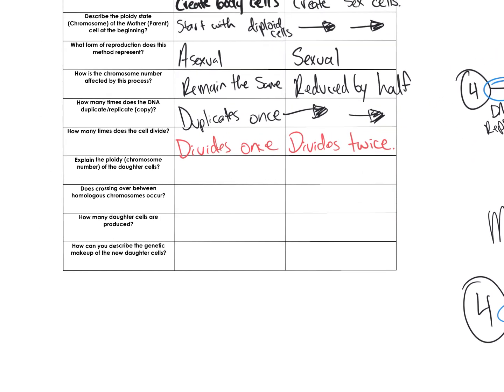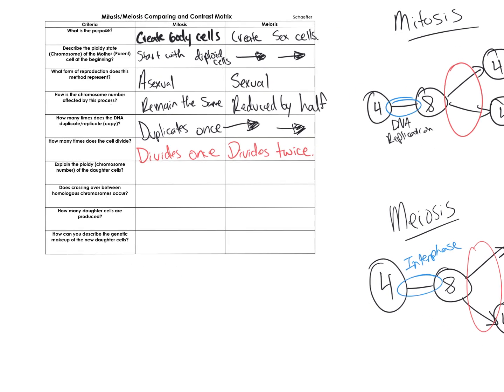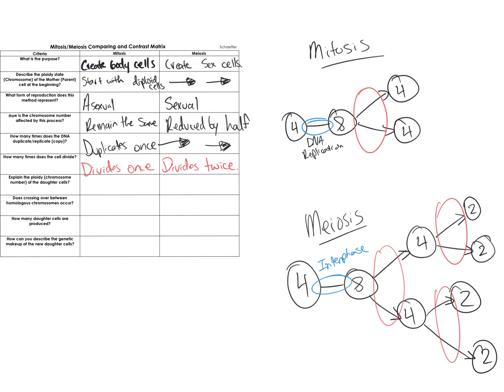So our next one says explain the ploidy, so the chromosome number of the daughter cells. How do they compare? Okay, so for the daughter cells, they are going to be the same number of chromosomes as the parent cell in mitosis. Okay? And in meiosis, the daughter cells are going to be half of what it is for the parent cell.